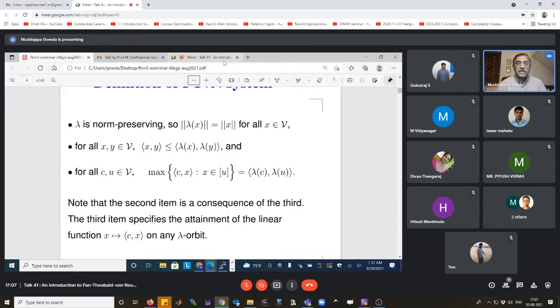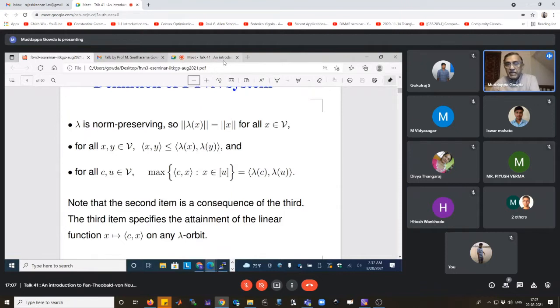And the third condition is the key condition. It talks about a linear function having a maximum on a lambda orbit. So the maximum of the linear function c dot x over the lambda orbit of u is given by the inner product of lambda c and lambda u. Notice that this should be true for all c and all u in V.